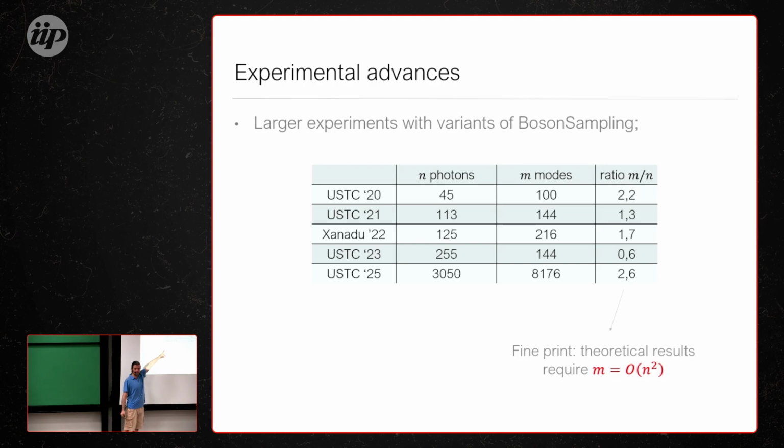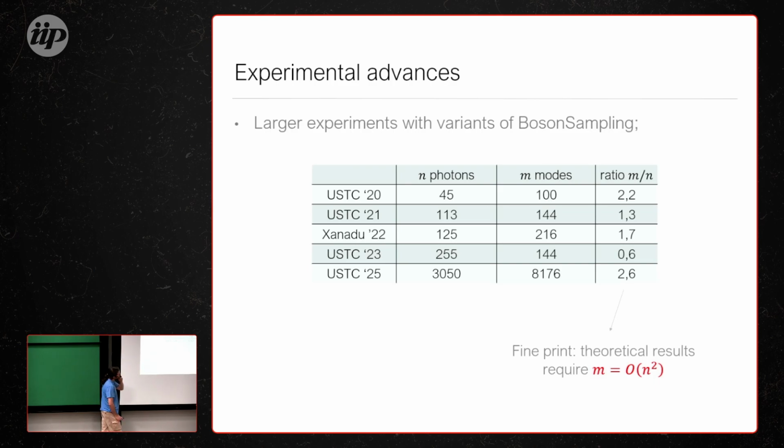This experiment from a few weeks ago mixes both things. The way that they get 8,000 modes is by a combination of the photon can arrive in that direction or that direction or that direction, and right now or a little bit later. And by combining these 2 degrees of freedom, they managed to make this gigantic experiment.